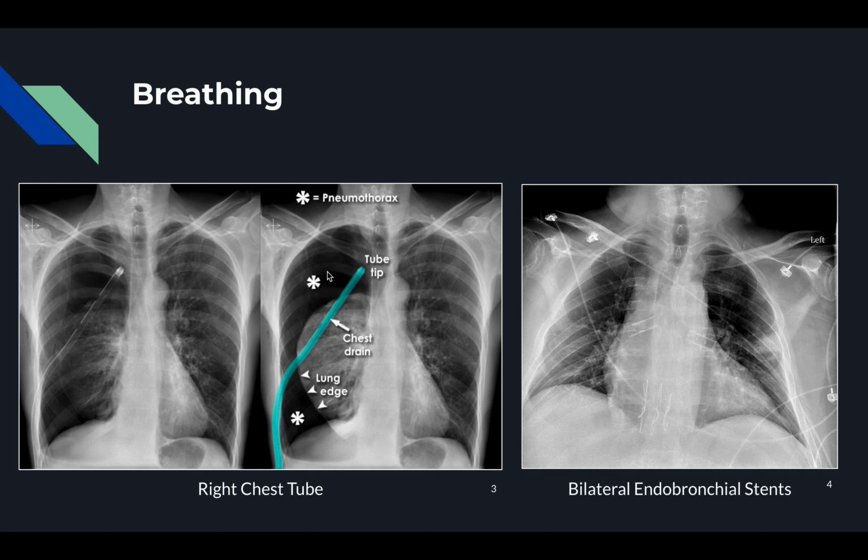As you can see in this case, there was a pretty large pneumothorax that this chest tube was likely inserted for. But chest tubes can also be used to drain hemothoraxes as well as large effusions, or placed post-surgically as well. In this image here on the right, we see some bilateral endobronchial stents. This image came from Radiopedia, and we can see here in the right mainstem bronchus, there is a radio-opaque stent-like structure, as well as here in the left mainstem bronchus. And so those were placed bilaterally.